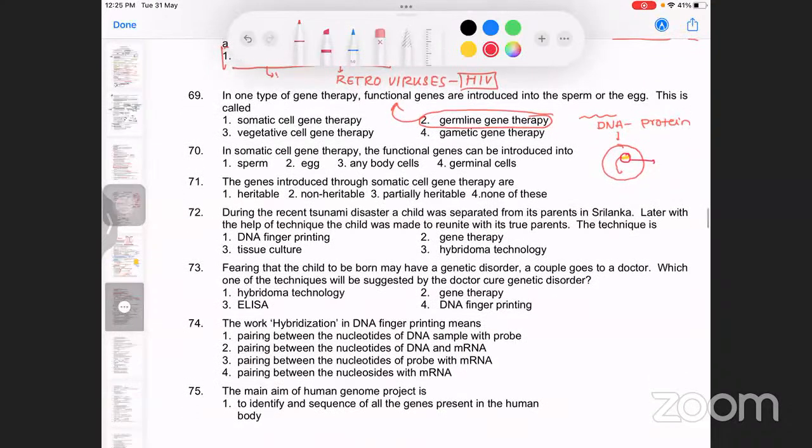In somatic cell gene therapy, the functional genes can be introduced into sperm, antibody cells, germline cells. Somatic cell gene therapy, antibody cells. So gene can be introduced into antibody cells.